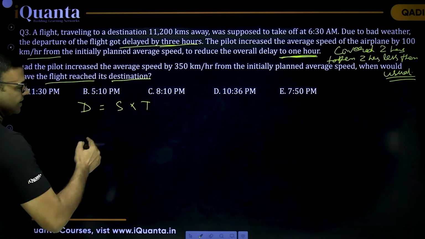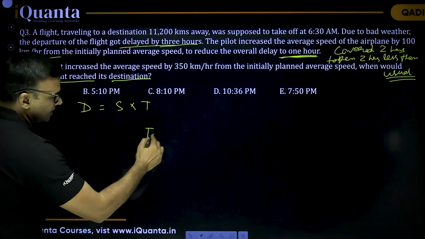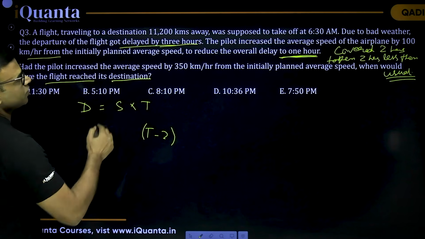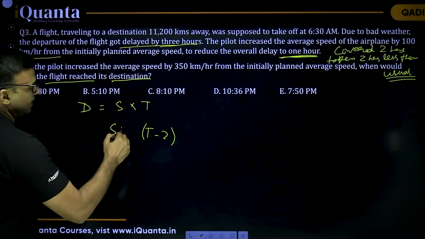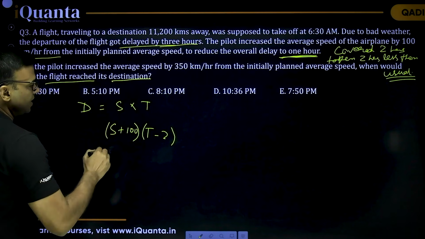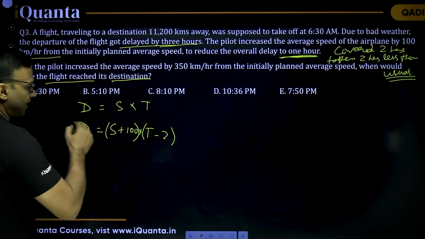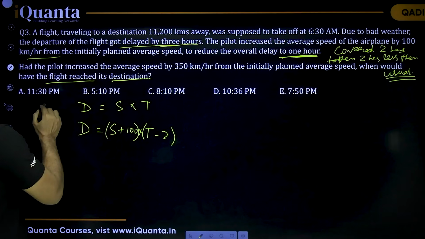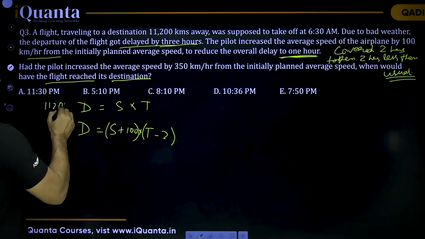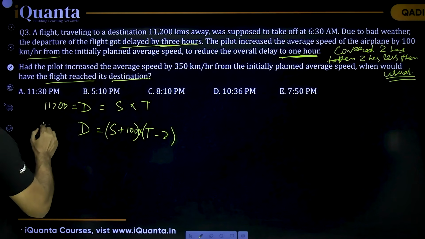In the second case, I'm going to take 2 hours less and the speed is going to increase by 100 kilometers per hour. So S plus 100, right? This is still the same distance. Now here you see the distance value is given 11,200. Here also it is 11,200.